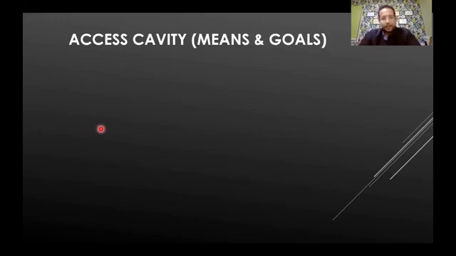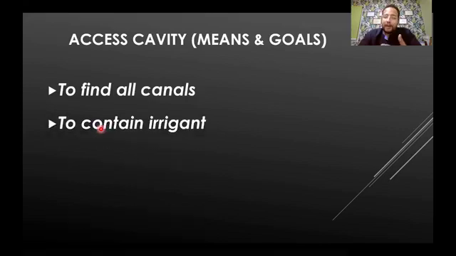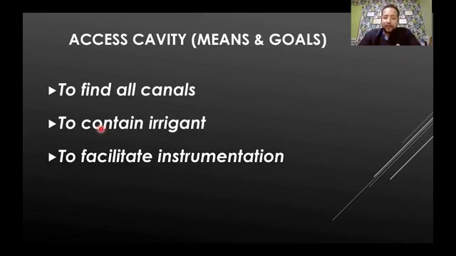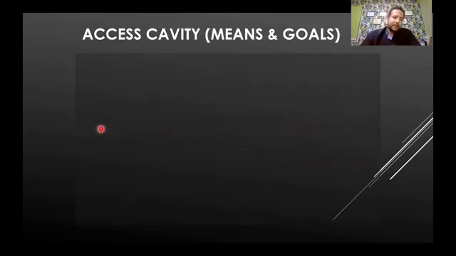Let's review some of these goals. One, the access cavity must help me to find all the canals. Two, the access cavity must contain irrigant, so you always have to have a class 1 access cavity. Three, to facilitate instrumentation, or to have a free passage for instrumentation. So if your access cavity doesn't achieve any one of these goals, then you haven't finished your access cavity. Let's review this in this video.